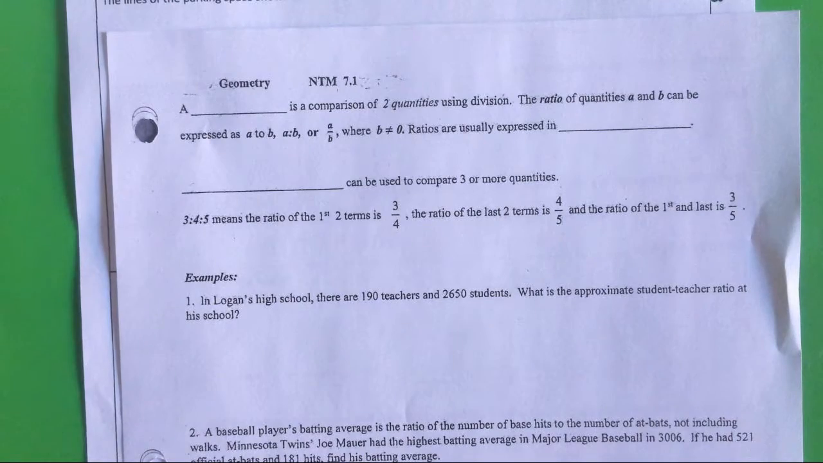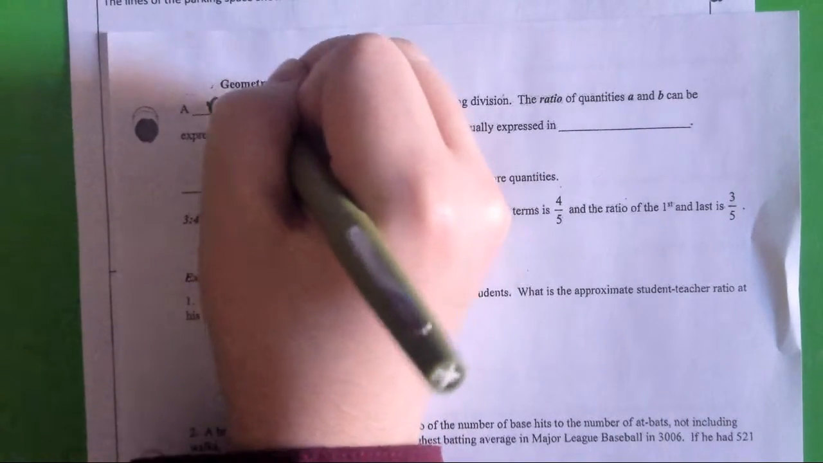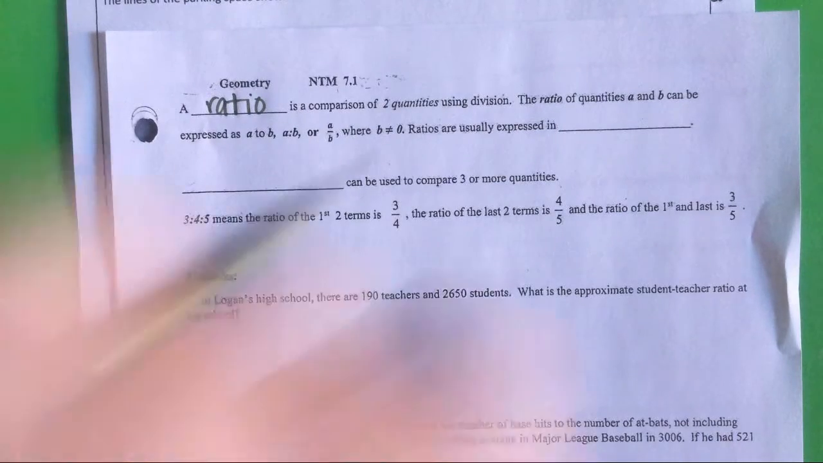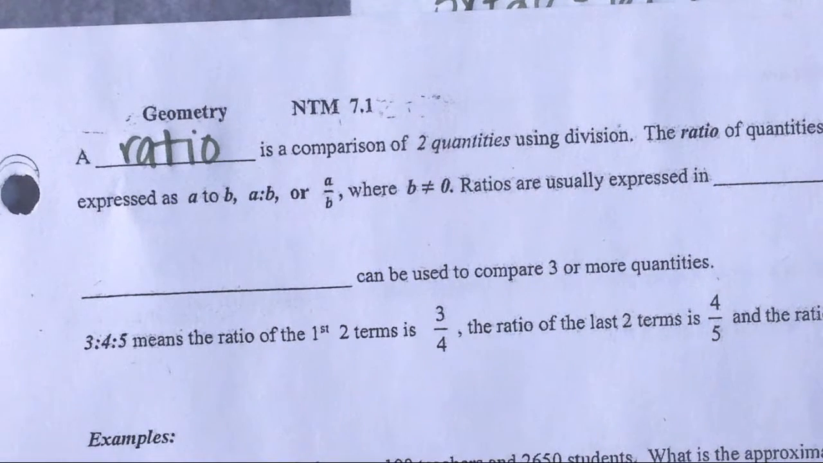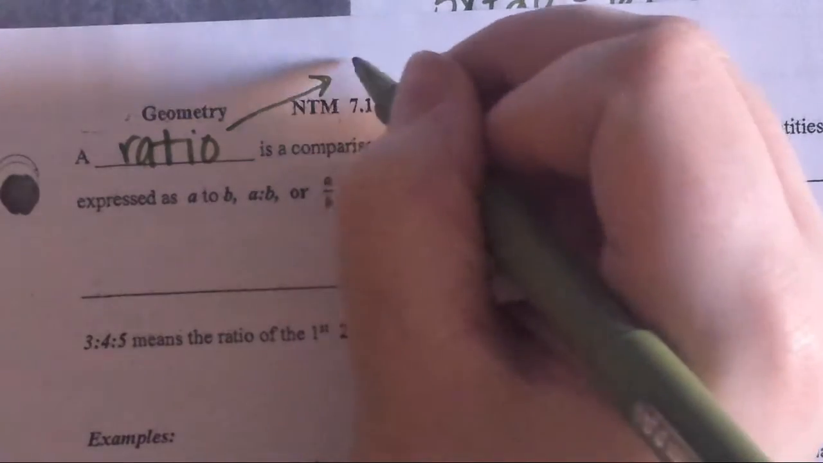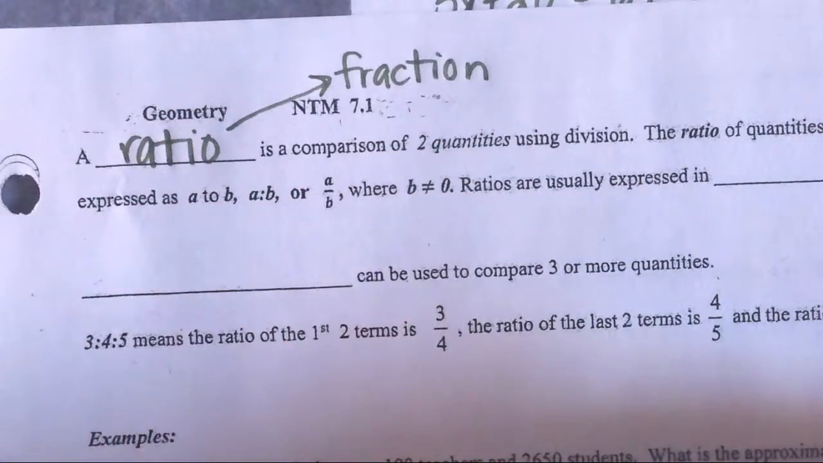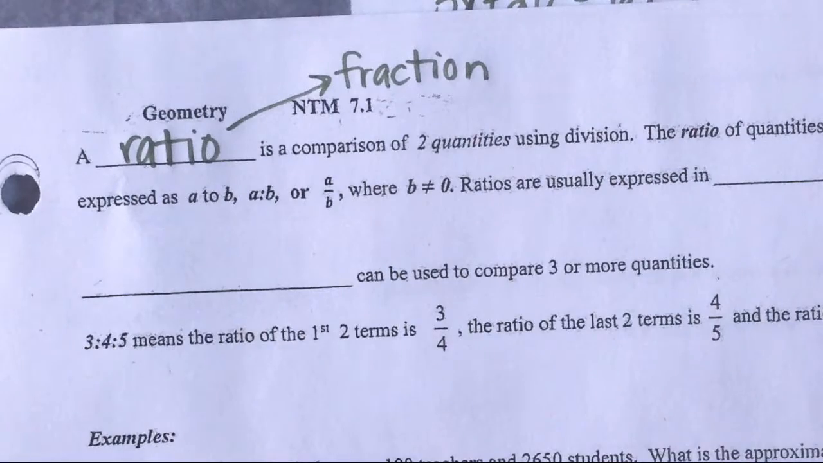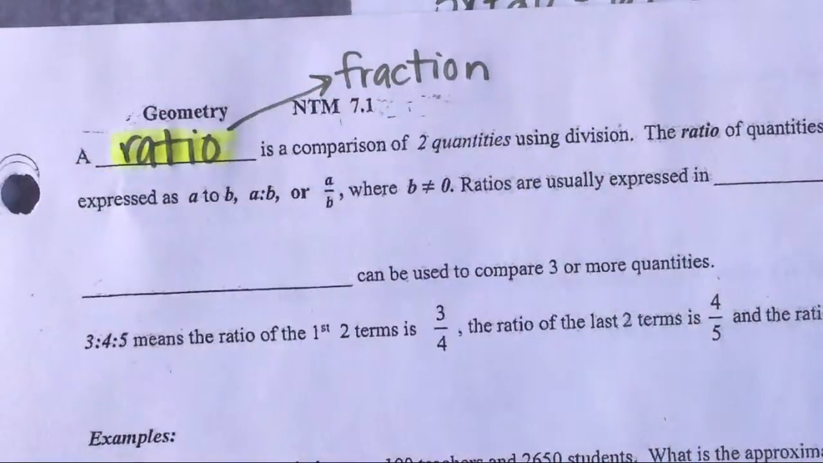Okay, so to start with, a ratio is a comparison of two quantities using division. That's a fancy way of saying a ratio. When I think of a ratio, I think of a fraction. So if I were a highlighter or a color or whatever, ratio is the first word. You're really going to need this chapter.